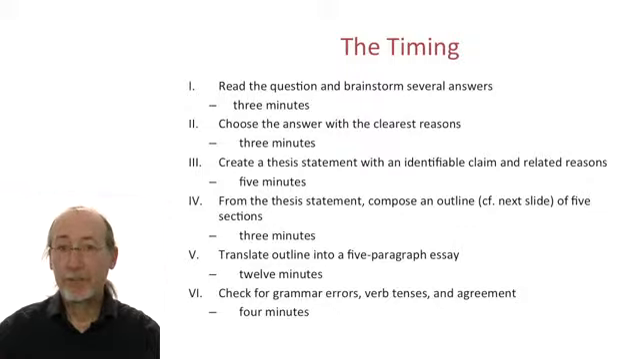Once you've got that clear statement, moving on to step 4, you can compose the outline and then turn that into a 5-paragraph essay. So taking 3 minutes to make a nice outline with 1 or 2 words on each section would be a good investment of your time. So when it comes to number 5, translating the outline into a 5-paragraph essay, it's very straightforward to do. And you have time to think about the words and the phrases that you'll use. I would give that about 12 minutes.